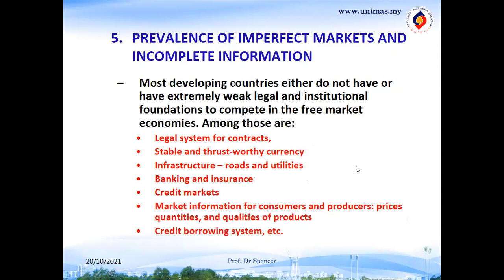Number 5, the prevalence of imperfect markets and incomplete information. Ini satu hal kan. So many of these countries just do not have a system that works well. Most developing countries either do not have or have extremely weak legal and also institutional foundations to compete in the free market economies. Okay, so among those are legal system for contracts, either is not there or weak.